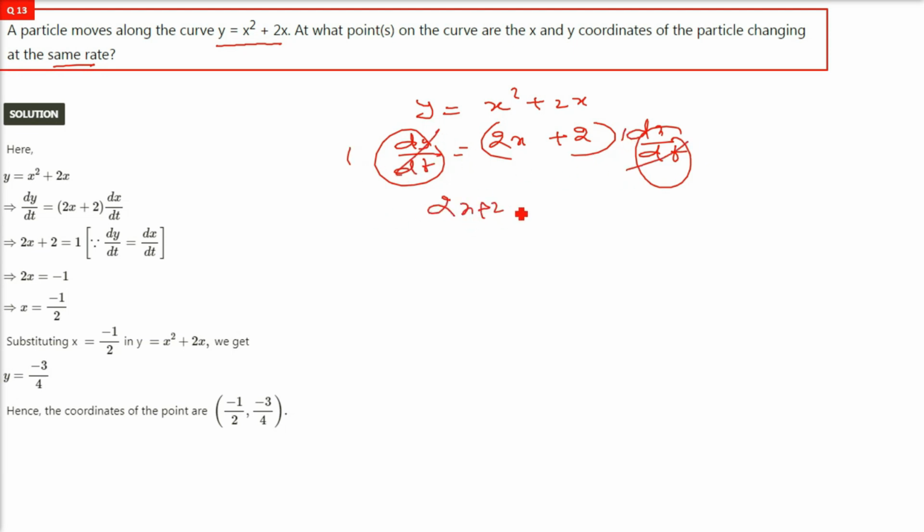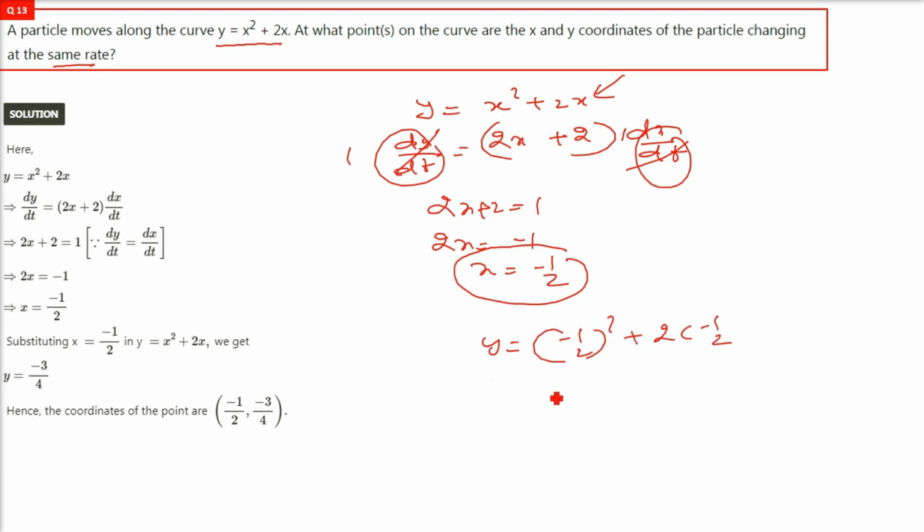You can take 2 common, or you can bring 2 to the right hand side. So this is going to be negative 1, because 2 on the right minus 1 will give you negative 1. So x equals minus half. Now what will be the value of y if x is negative half? It will be negative half whole square plus 2 into minus half, which is negative 3 by 4. So x and y are negative half and negative 3 by 4. This is your x and y. At this point, the rate will be the same.